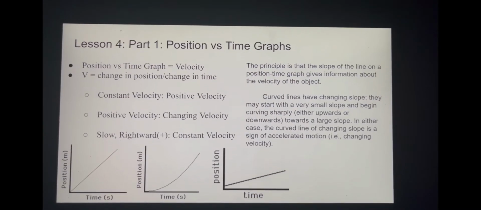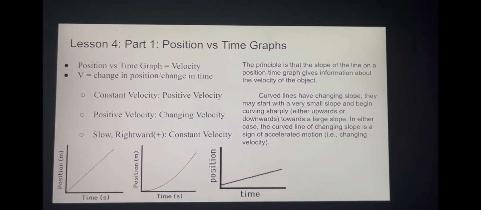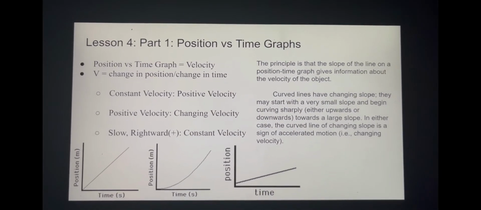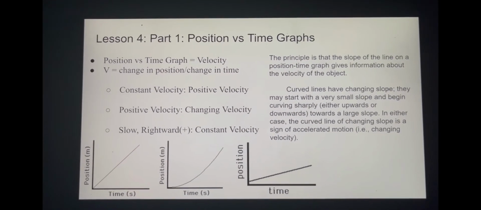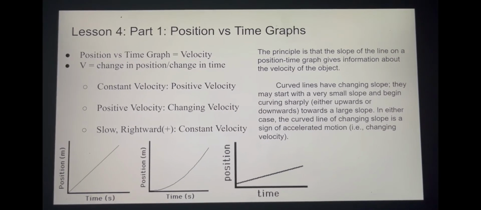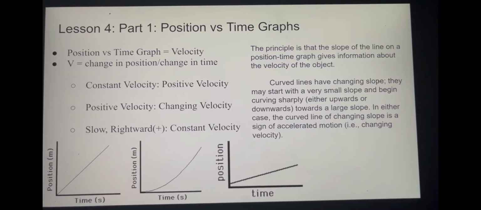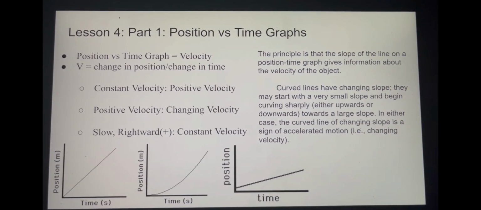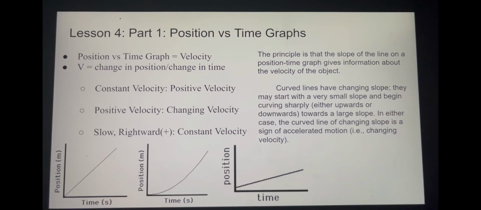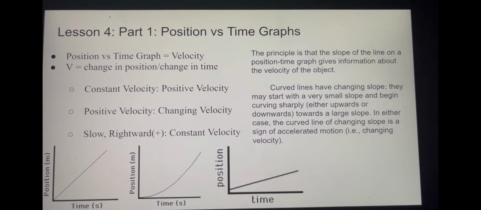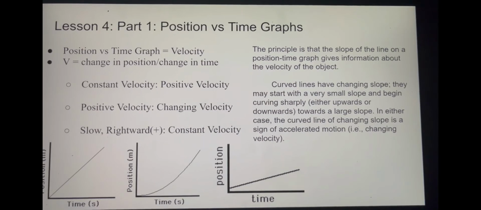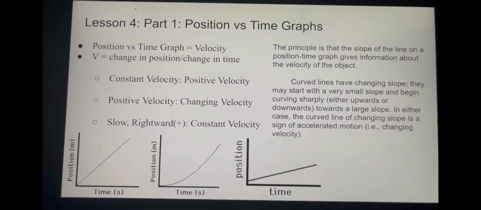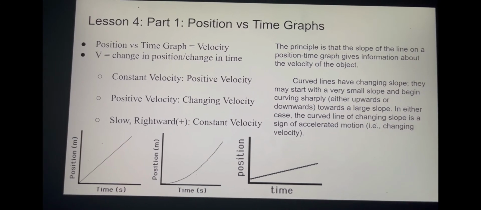Okay, our next lesson is position versus time graphs. Now, this is part 1, and we're going to look at some other graphs in part 2. A position versus time graph tells you the velocity of an object at any given moment. This correlates to the velocity equation, which is change in position over change in time, which can be seen in a graph. Now, the first type of graph, this one right here, is a constant, positive velocity.